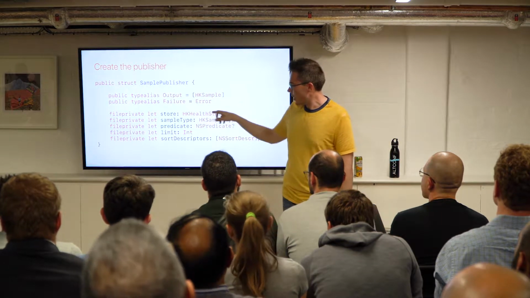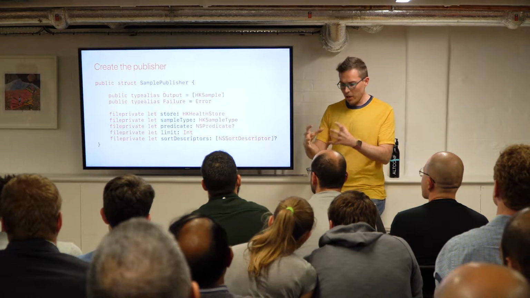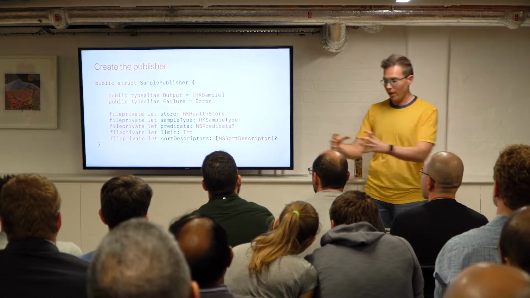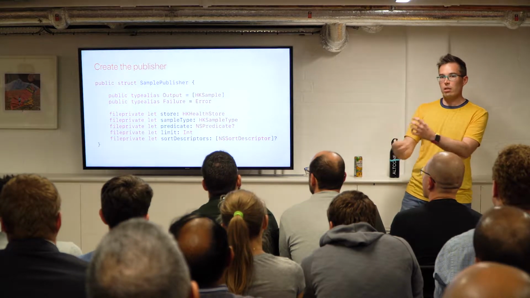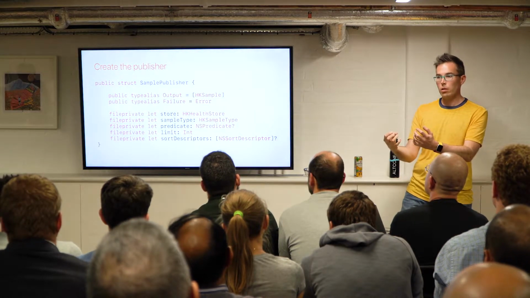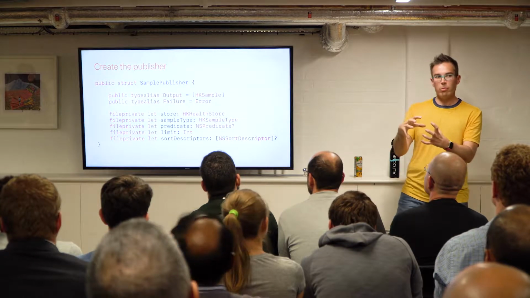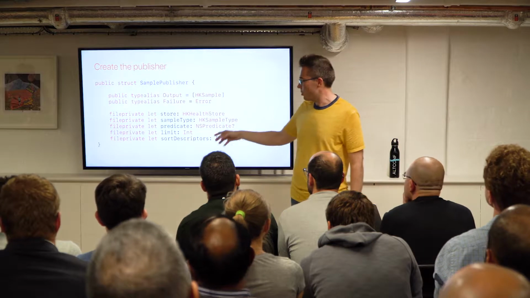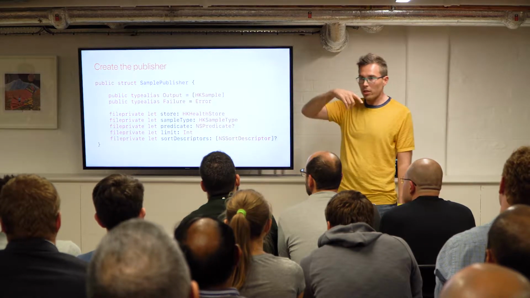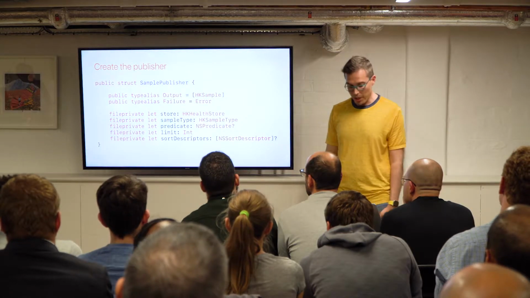We're going to take the health store because every publisher is this kind of ball of magic that you're going to pass around, and once you connect something to it, it's going to start firing off all of the requests. So it needs all of the information it needs to make those requests, including the health store and all of the bits of data that we would have given it, as we saw previously.